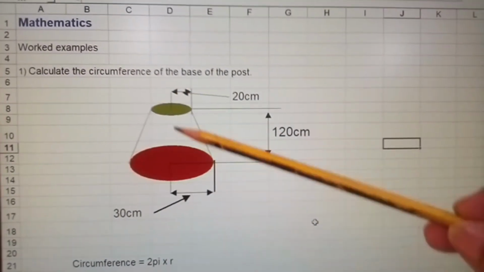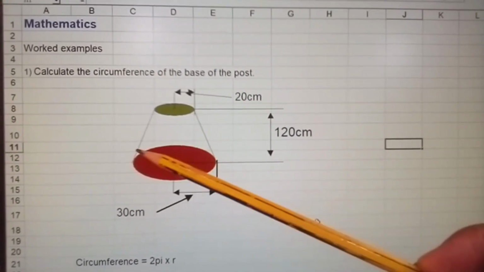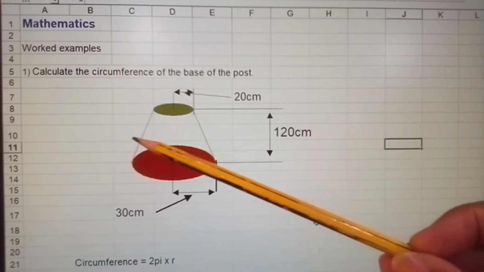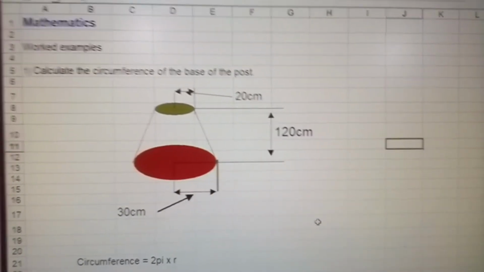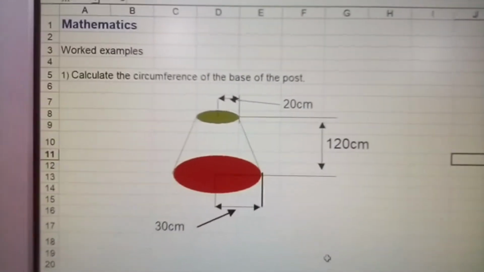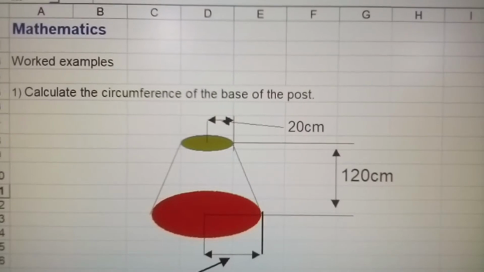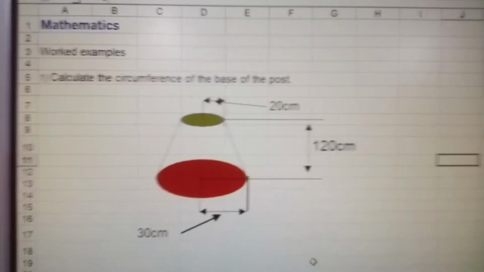So that's what I want to be looking at, finding the circumference of the base of the post. And that is what I'm looking for here, that circumference there. In regards to that, let me just bring this in so you can see it in full, so we're not missing anything out. I'll try to make sure that it's big on screen.